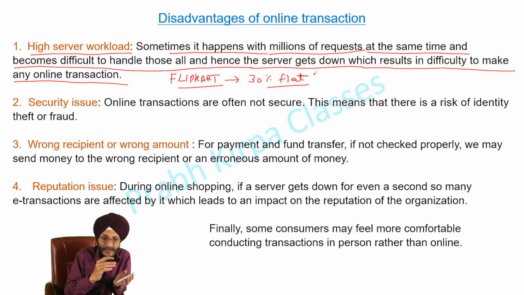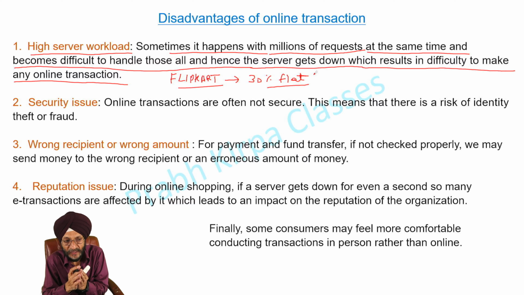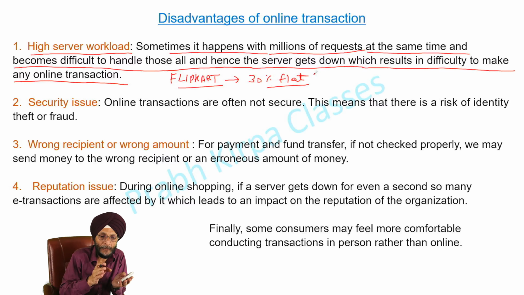So when there is a huge discount on the products available online on any particular site during any festival season or any sale time, then the requests may be in millions, which the server may not be able to handle. You are already aware that each server has its own capacity to handle the requests. So when the requests exceed the limit, the server becomes overloaded. So it is quite possible that you may not be able to complete your online transaction at that time.